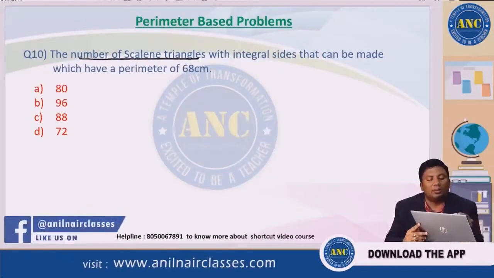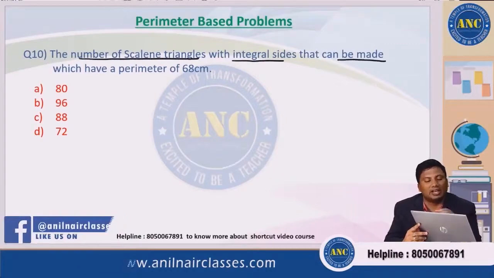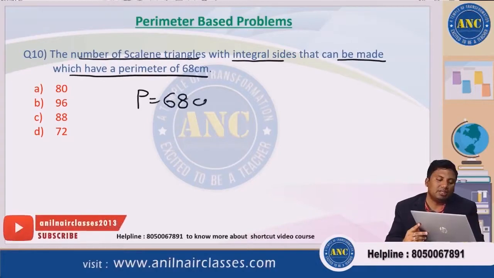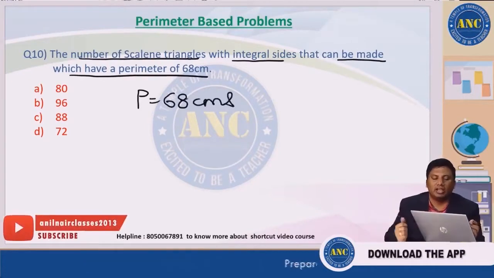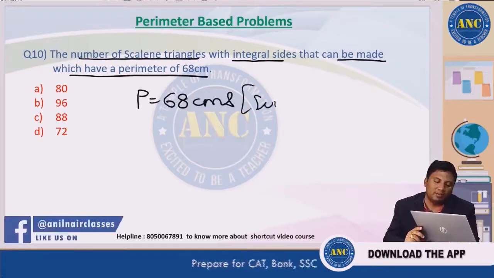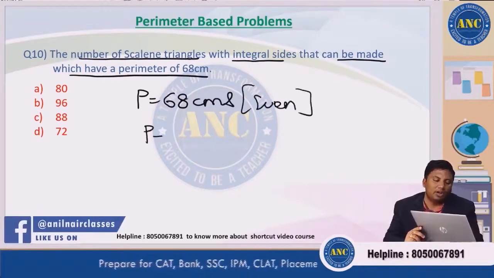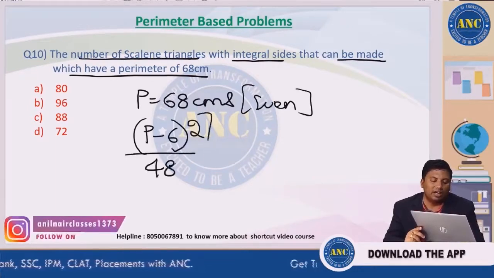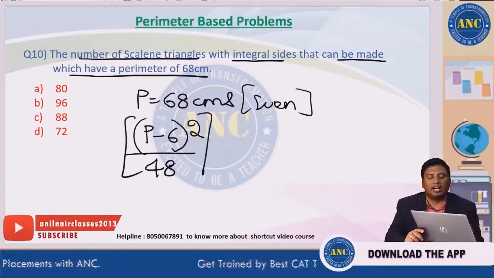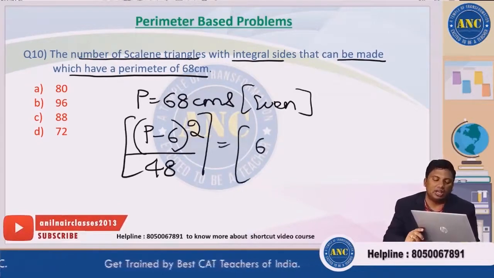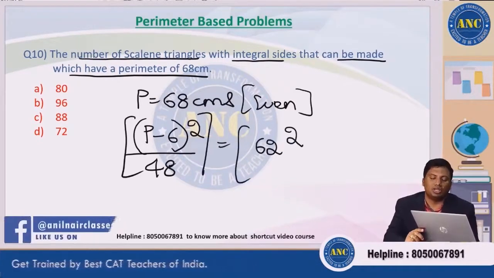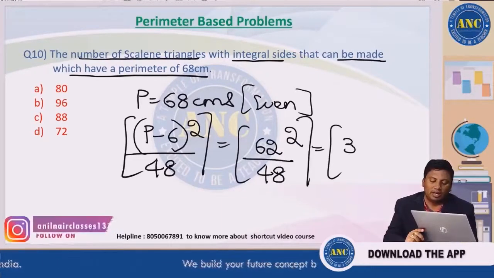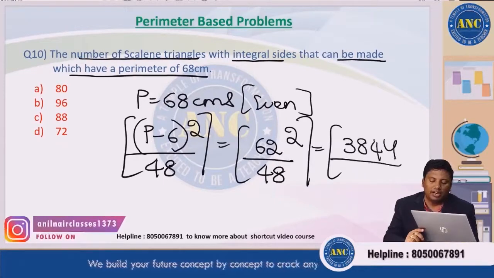Again an easy question. Number of scalene triangles with integral sides that can be made with a perimeter of 68 centimeters. The perimeter is 68, which is an even number. If it is an even number, how many scalene triangles will I get? (P minus 6) whole square divided by 48, the greatest integer function. 68 minus 6 is 62. 62 whole square divided by 48 is 3844 divided by 48.